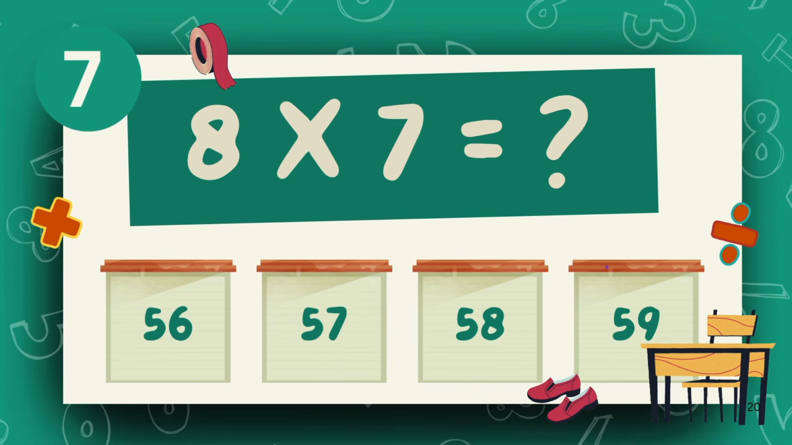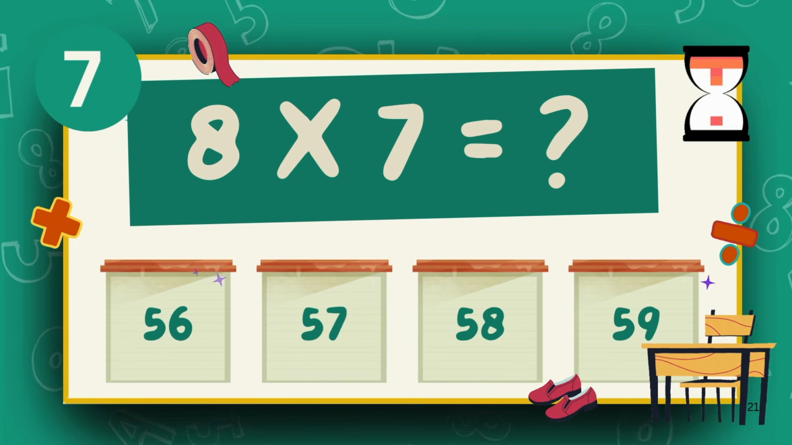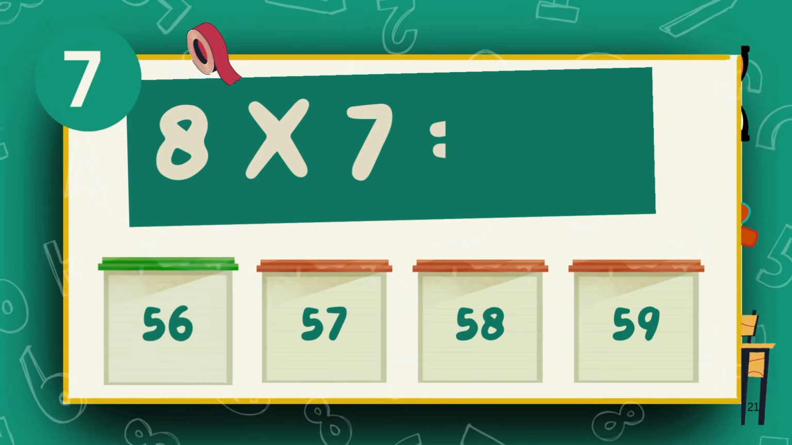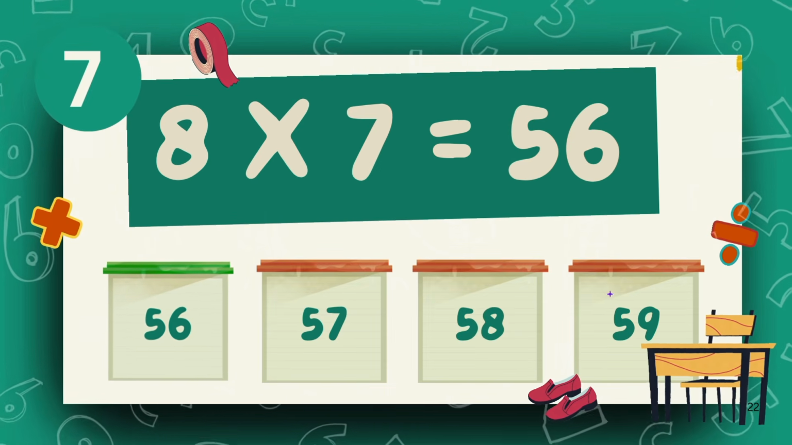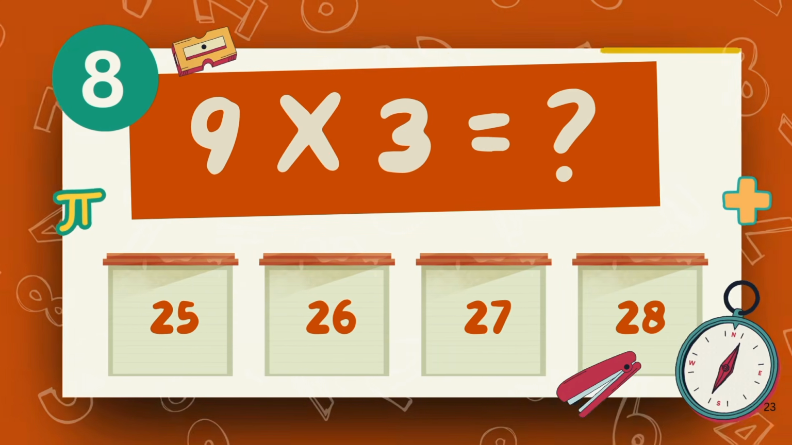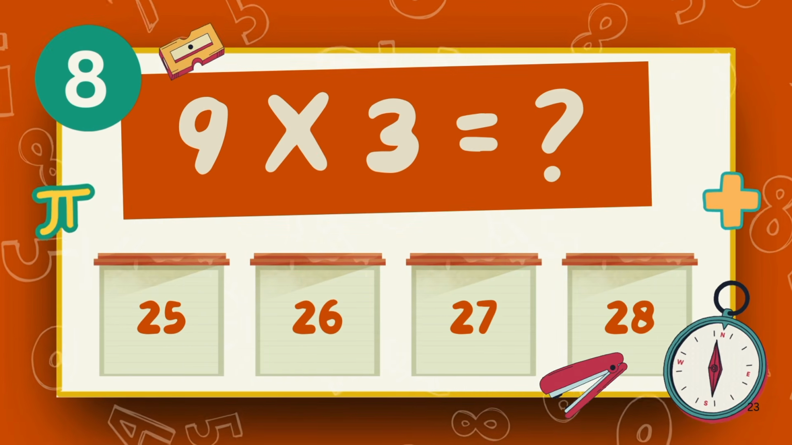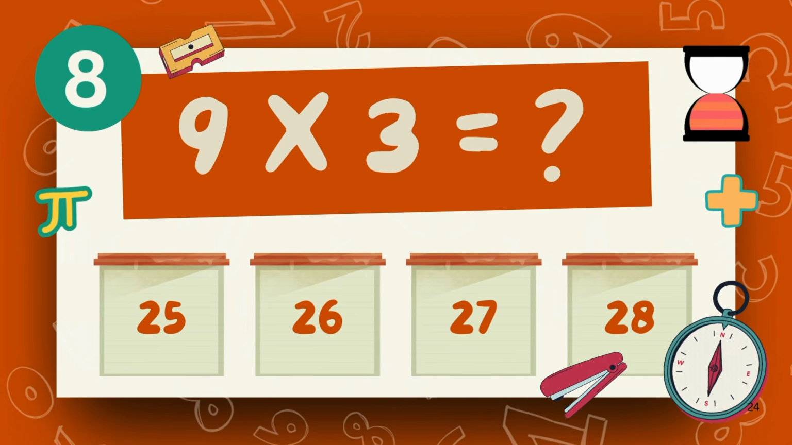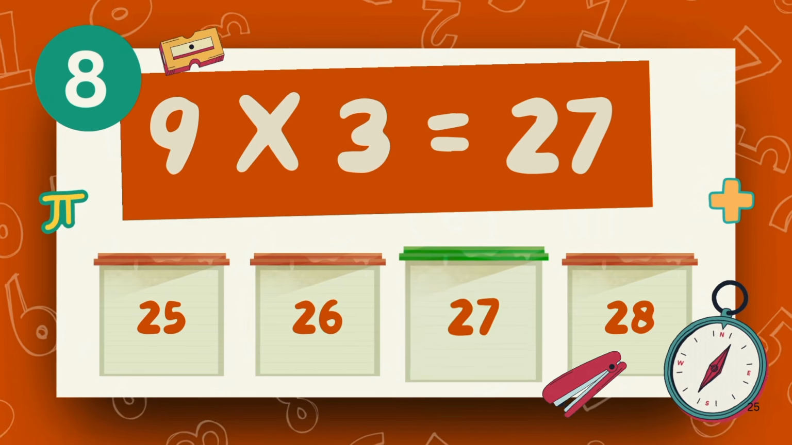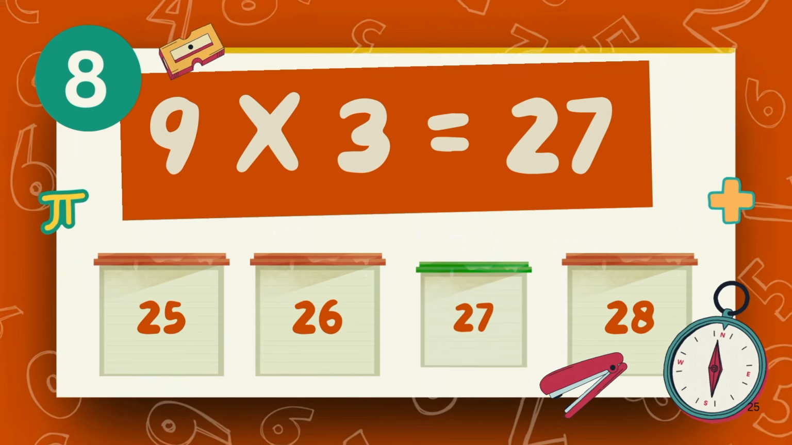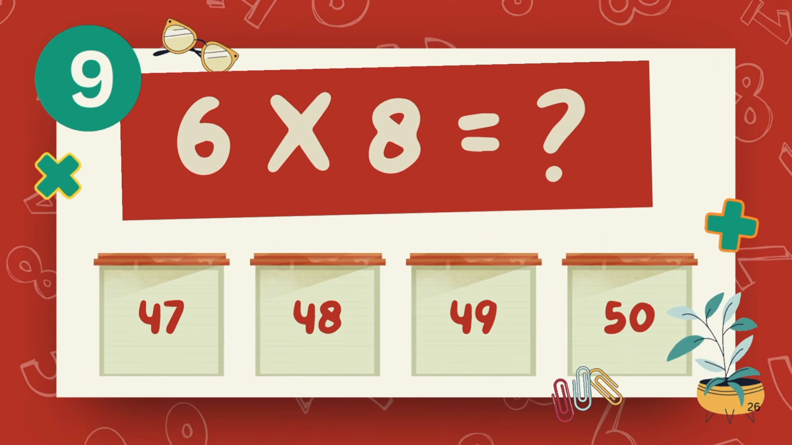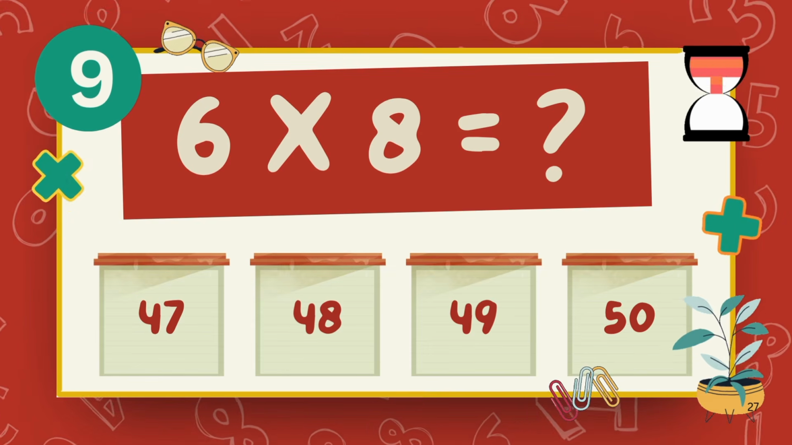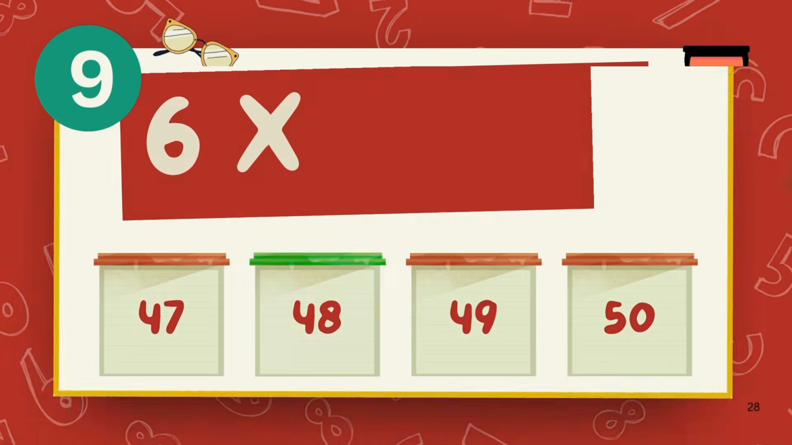What is 8 multiply 7? The answer is 56. What is 9 multiply 3? The answer is 27. What is 6 multiply 8? The answer is 48.